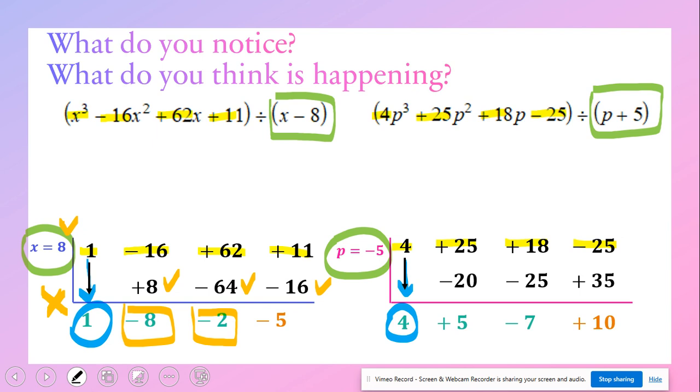It would be the same thing over here. 4 times negative 5 gives us negative 20. If you add positive 25 minus 20, you would get positive 5. Multiply positive 5 times negative 5, you get negative 25. Add vertically, you get negative 7. Negative 7 times negative 5, you get 35. Add vertically, you get 10.